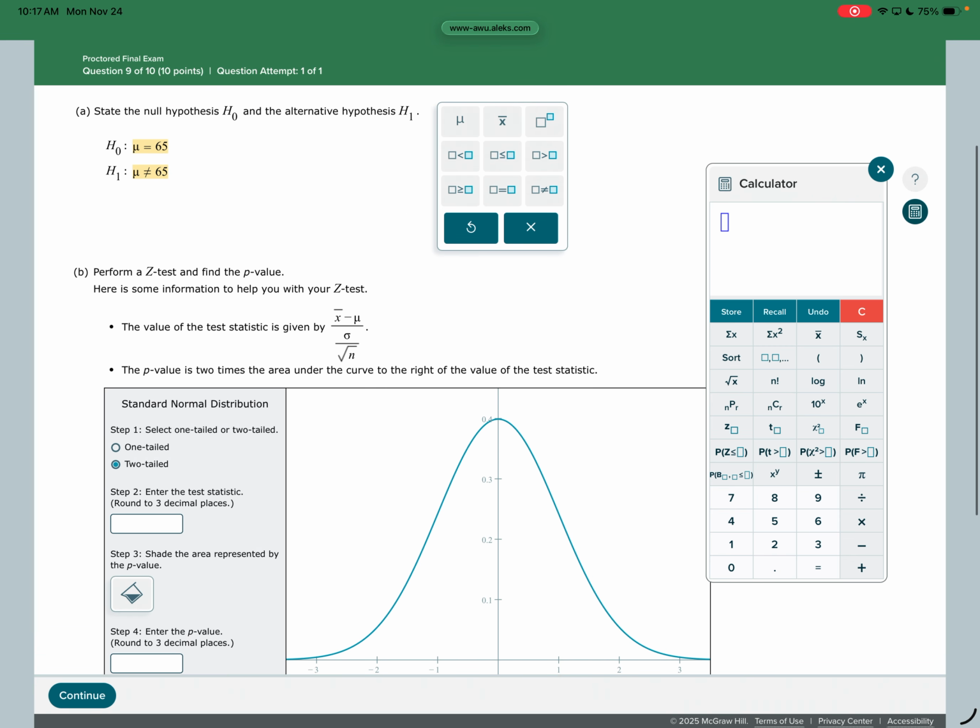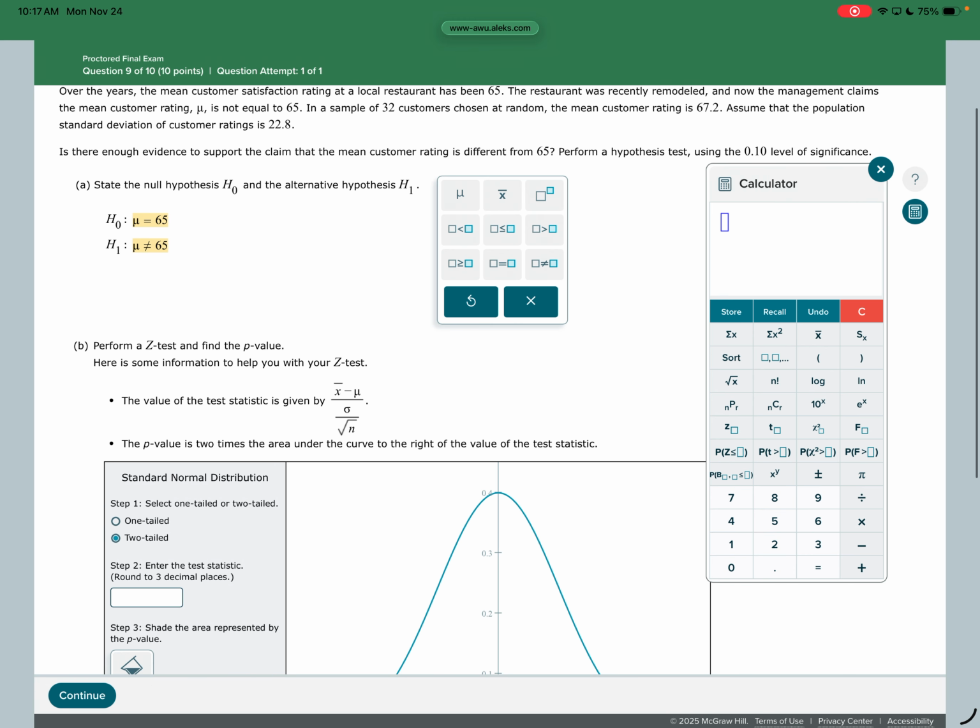The test statistic, we use that formula right there that they give us. So our test statistic is, I'm going to click the division bar first because that makes it easier to do. We do a sample of 67.2 minus 65 divided by the standard deviation, which is 22.8, divided by the square root of n. So again, just like we did on number 4, I think it was, if you sample more than 1, you have to divide by the square root of n. So this is going to be our test statistic.